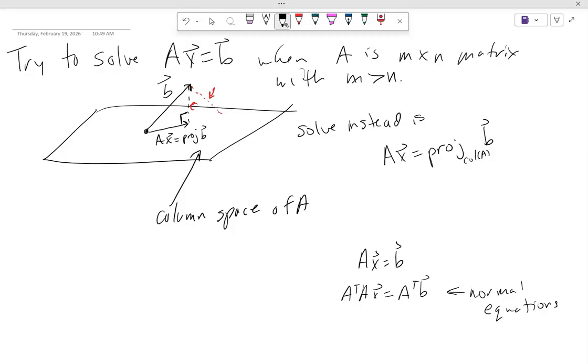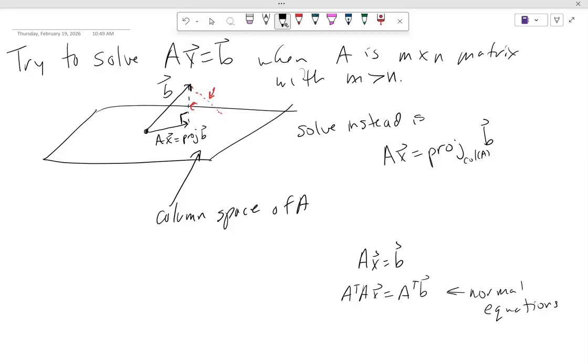Good news is that these normal equations are always going to give us some sort of a least square solution. It may not be what we want, but it'll give us some sort of a least square solution. Okay. We hope it's unique. It doesn't have to be. You can get multiple least square solutions. It can happen.